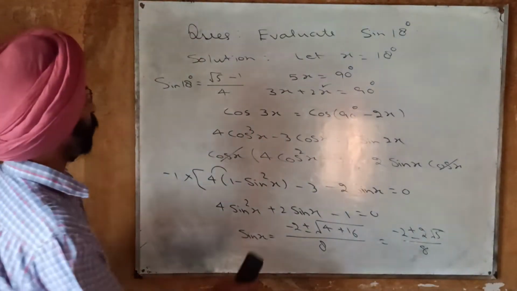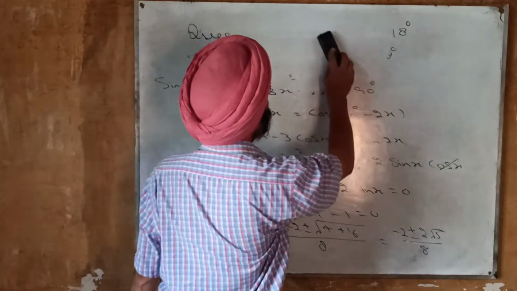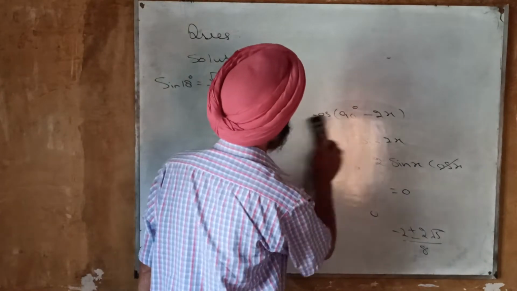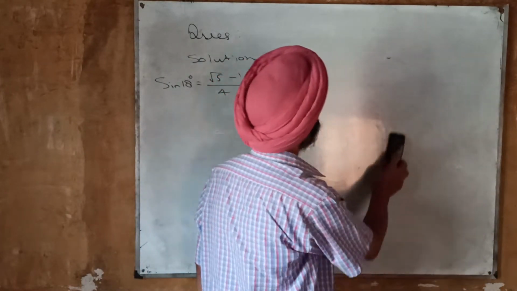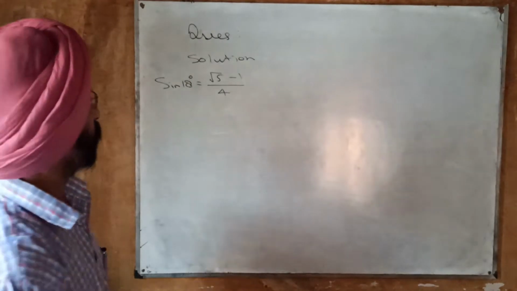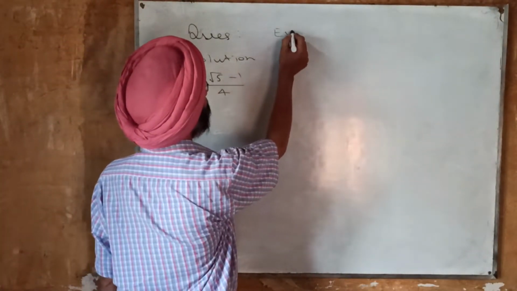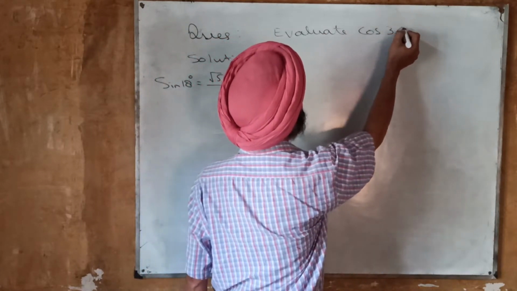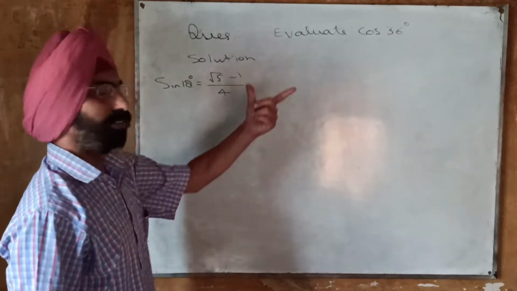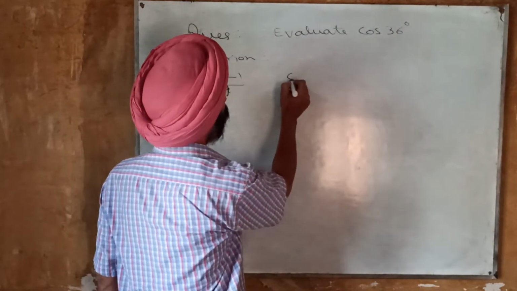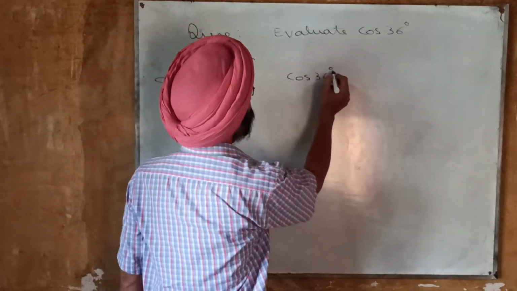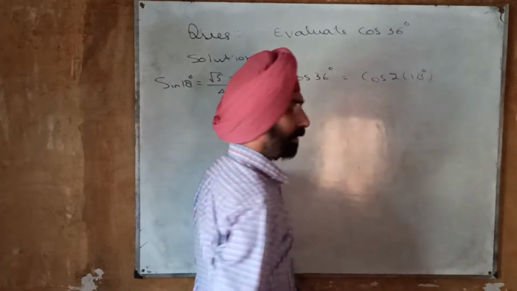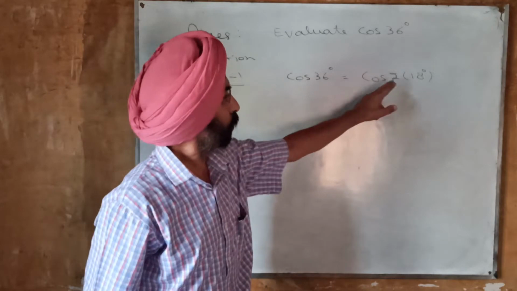Now from this value of sin 18 degree, we can solve another question of a similar type, and the question is to evaluate the value of cos 36 degree. So I am writing the next question as evaluate cos 36 degree. That is a very easy question, very simple. Cos 36 degree, you can write as cos 2 times 18 degree. That is cos 2 theta.